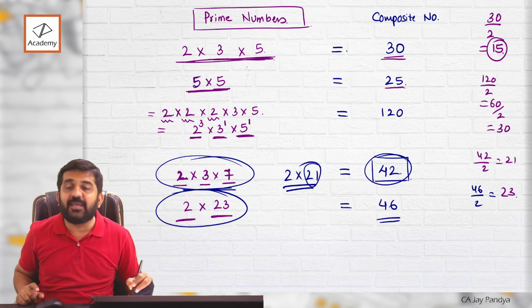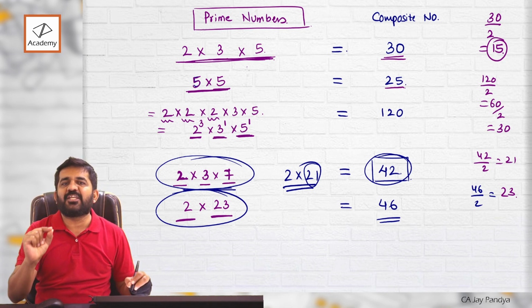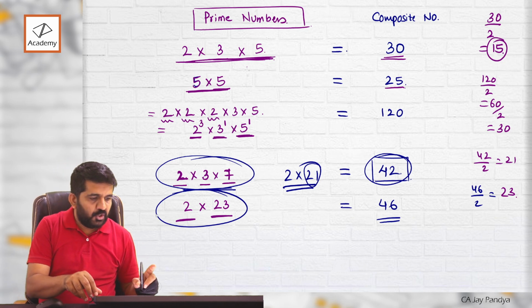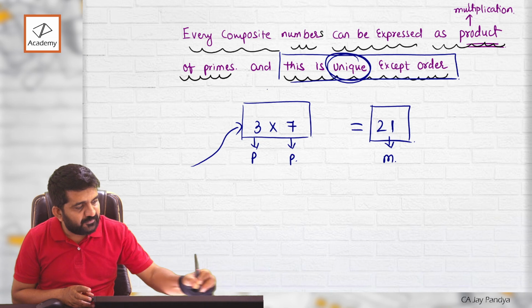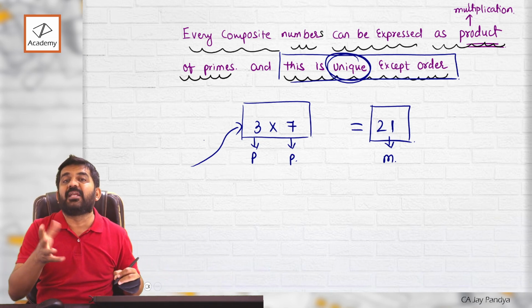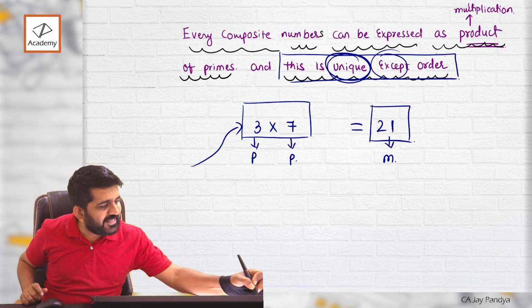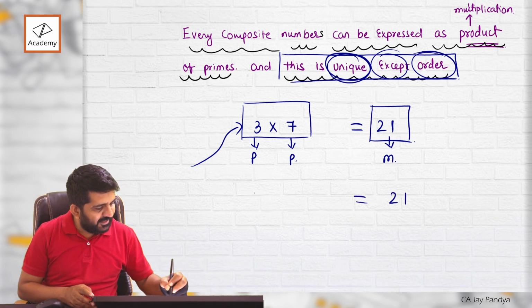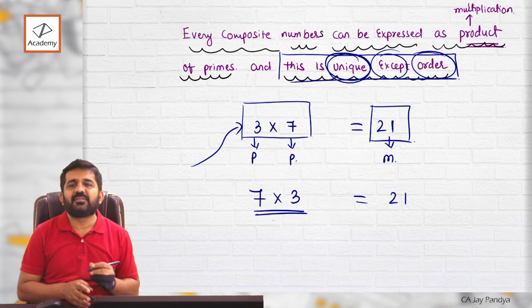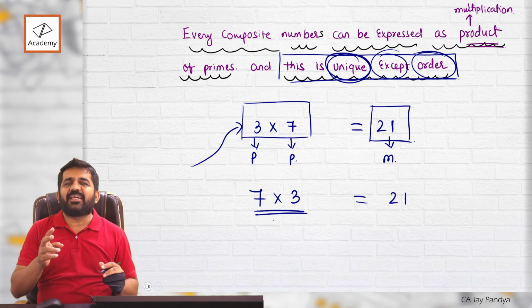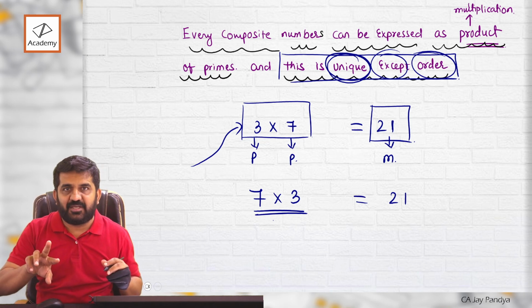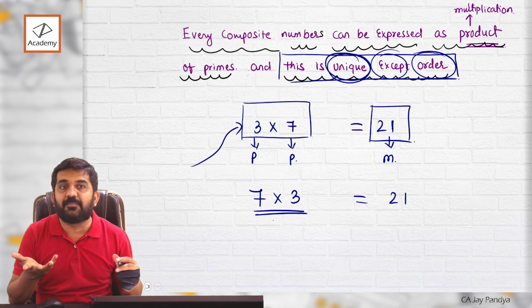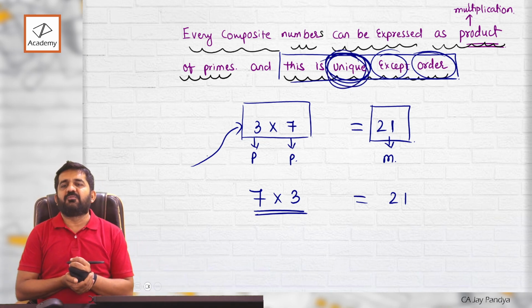So if you write down primes over here, your answer will match with all other students' answers, with all other persons in the world. So what does the rule say? This is unique. There are no other combinations, except order. Order means 21 can be denoted as 7 into 3, right? So it can be 7 into 3, it can be 3 into 7. But if you forget order, if you think that 3 into 7 and 7 into 3 is the same number, then the combination will be unique.